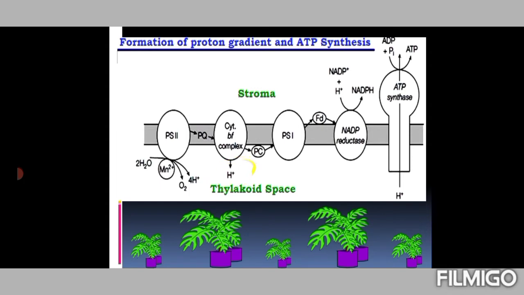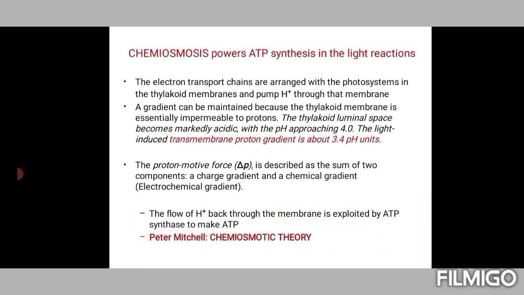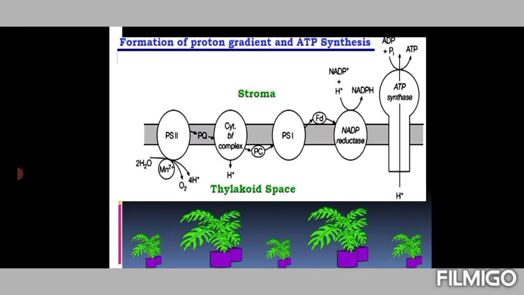Here again, the cytochrome b6f complex is a proton pump that also helps accumulate H+ in the thylakoid space. And from here, H+ is taken away from the stroma. So this also contributes to the H+ ion gradient across this particular membrane.